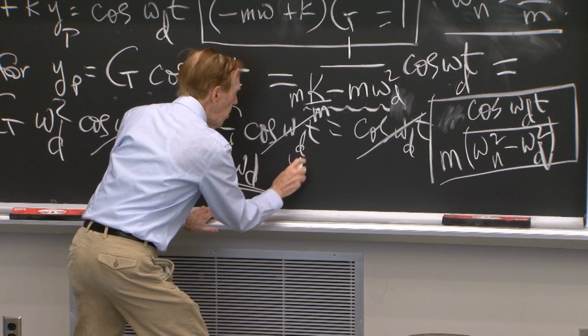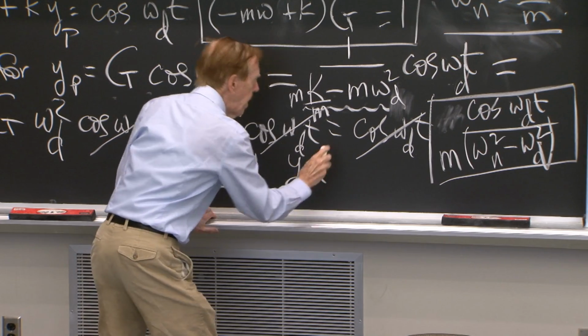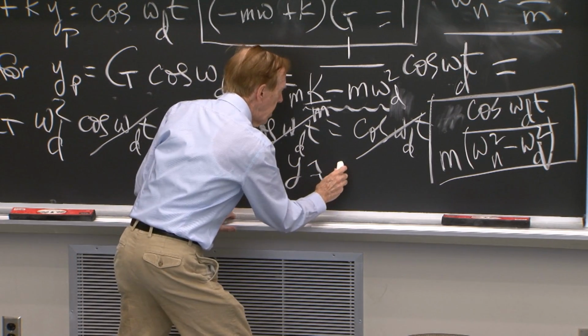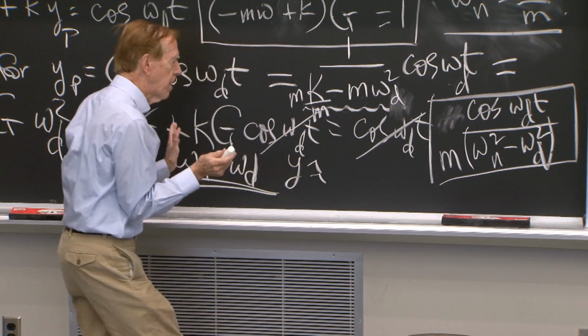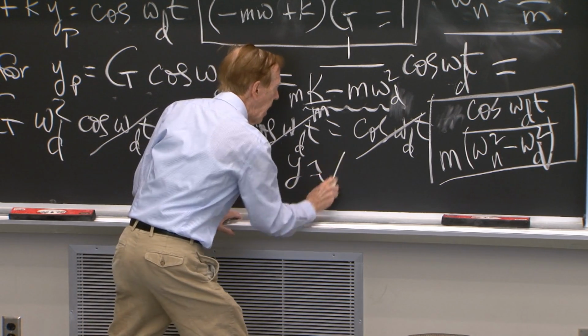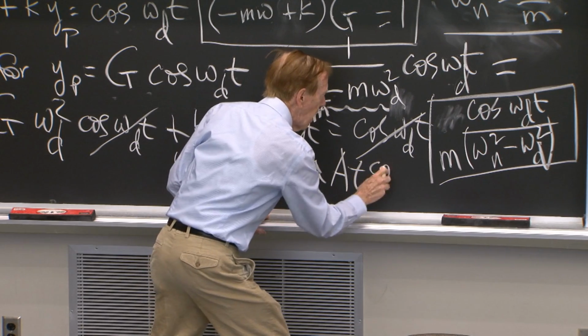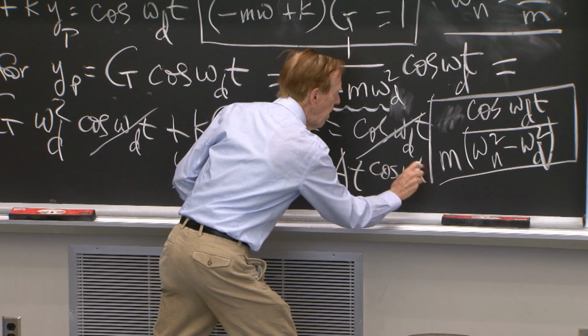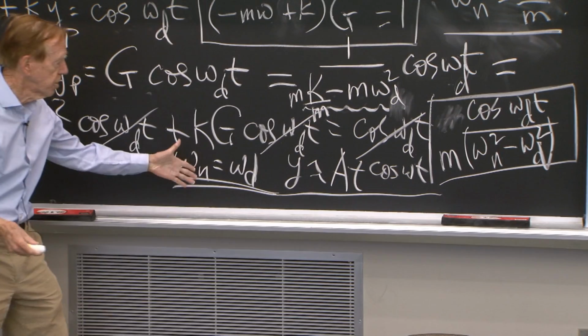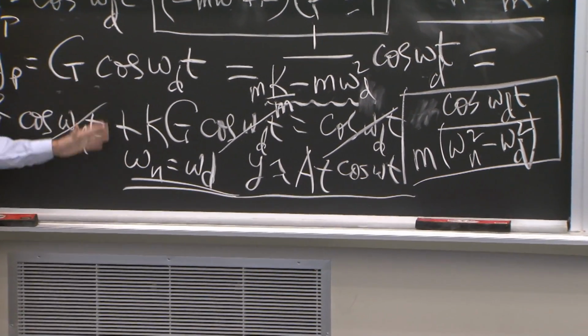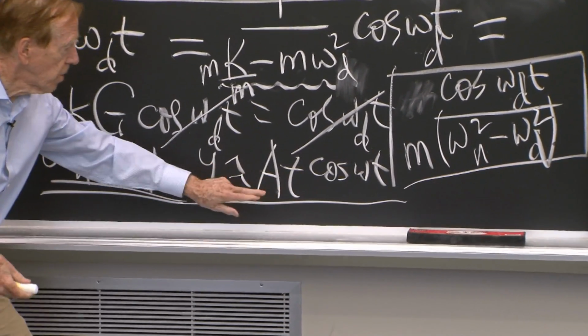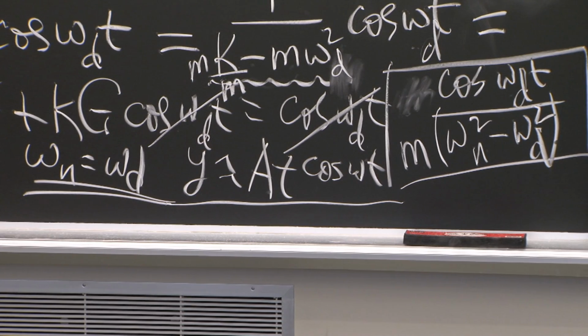The solution y will be some factor, I'll call it a, times t times cosine of omega t. So in this case, there's really only one frequency. We're driving it, so the oscillation grows.